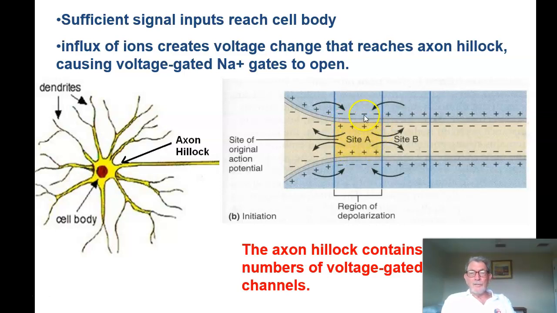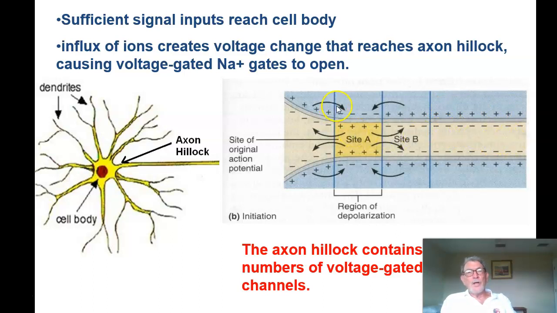Now, those positive ions don't just sit there. They diffuse away from that site, and this becomes positive enough. It reaches the threshold, and these channels open. And the signal flows down here, and reaches the threshold here, and these channels open, and the next ones open, and the next ones open.